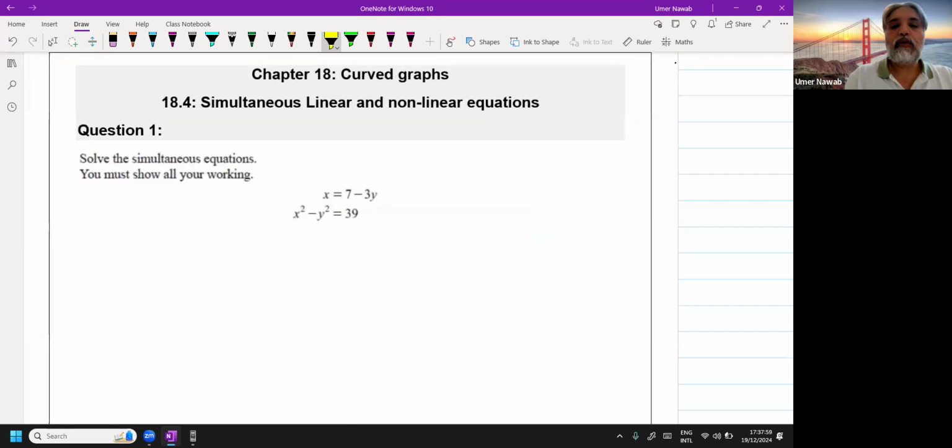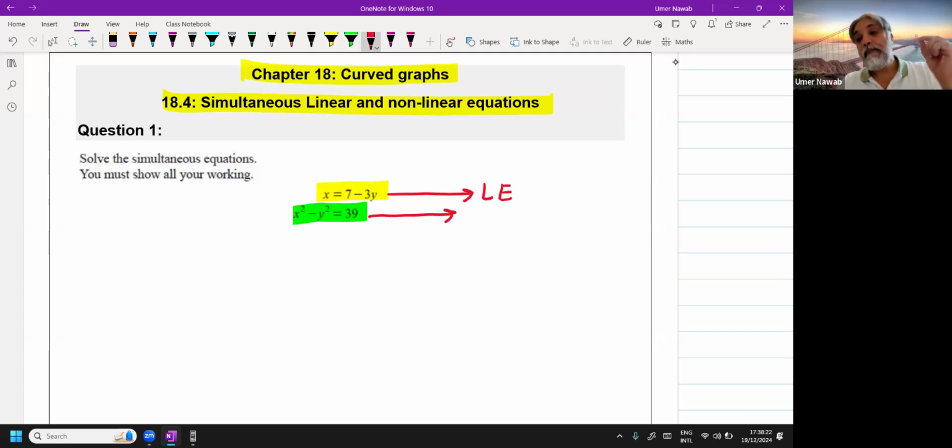Now, first topic, under chapter number 18, is simultaneous linear and non-linear equations. So guys, the first equation, x is equal to 7 minus 3y, this is a linear equation. And the second equation is a quadratic equation because the maximum power of the variable is 2, whether it is x or y. So it's a quadratic equation. So what did you learn? Your first focus goes on the linear equation.